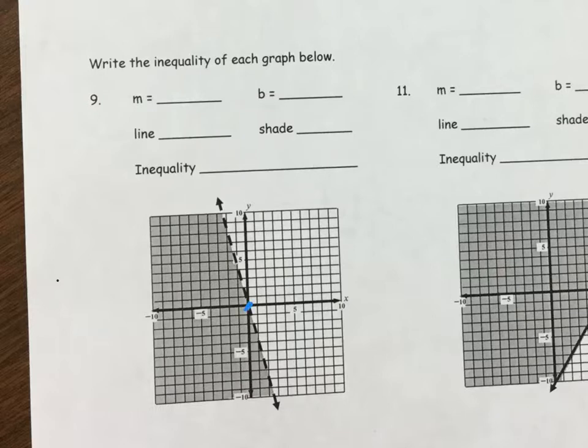So everyone put a dot where the graph crosses the y-axis. It happens to be at the origin. So let's label our b. Our b is going to be 0. Our b is 0. And now we find our m by finding another good point.